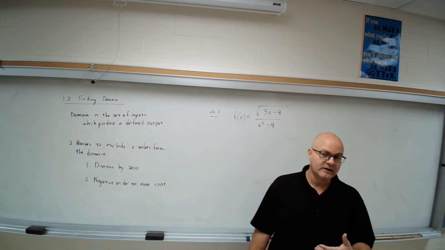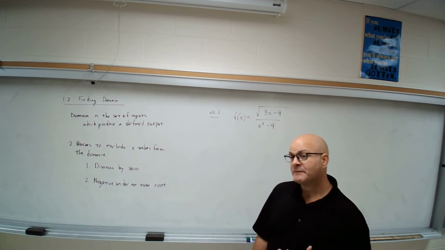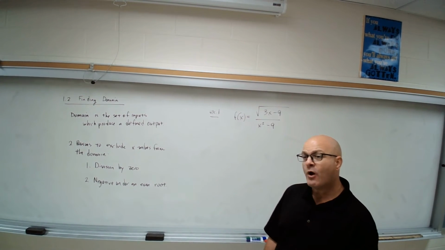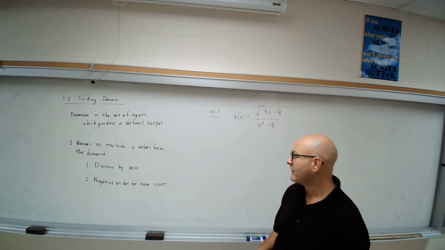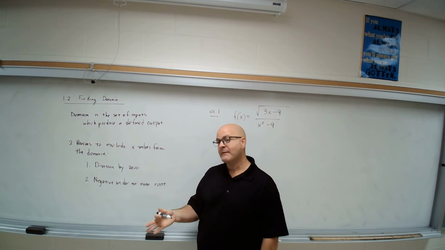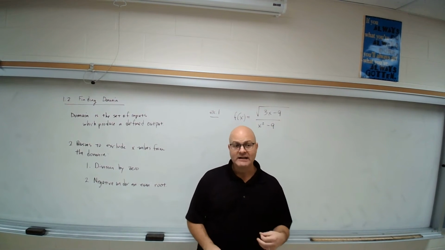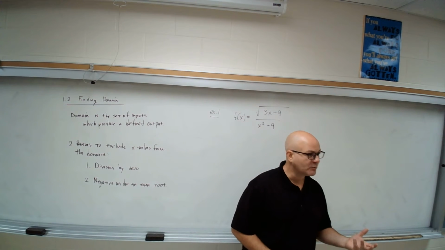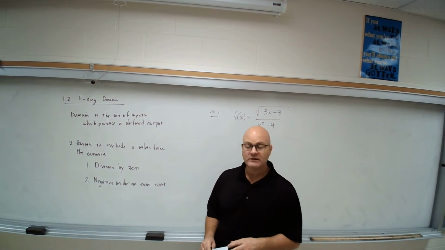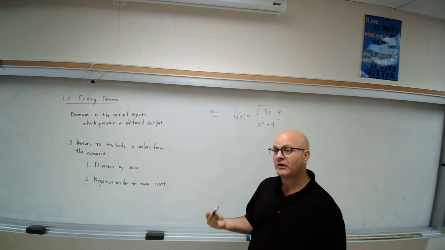Undefined is not defined. So there's multiple reasons we can exclude things from the domain, but really the two that we know about at this point and we've worked a lot with are if an x value causes you to divide by 0, it can't be a part of the domain. And if it causes you to get a negative under an even root. So usually it's going to be a square root, but it could also be a fourth root. Again, that doesn't apply if it's an odd root. So those are the two things we're going to look for.